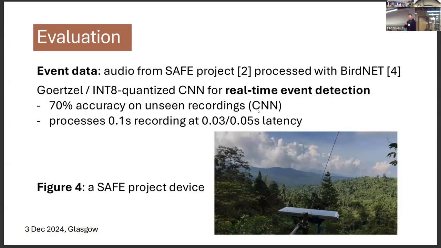The other part of this is that we also require real-time event detection on device. If we're using the number of detected events as part of our reward signal, we need to be able to detect them on the device. So we do this first using Goertzel filtering, which is a simple thresholding approach, but this gave us a lot of false positives. So we also ended up building a distilled BirdNET for real-time event detection also. And both these approaches process a recording at sufficient latency to enable real-time detection.